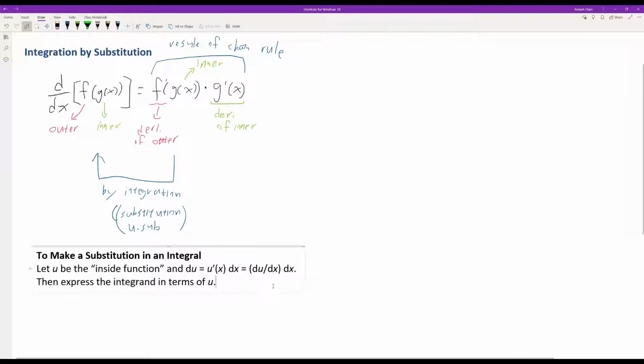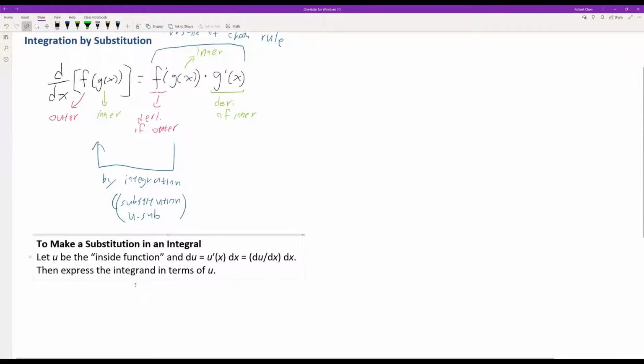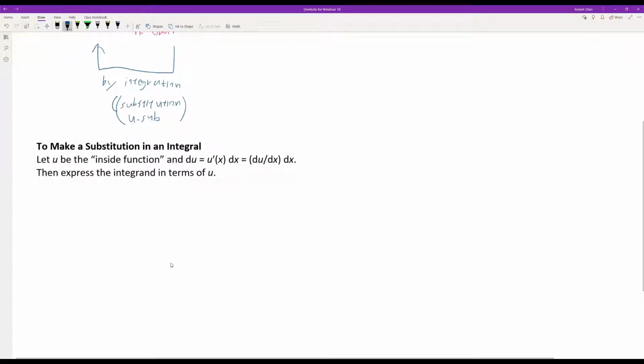For those of you who are not familiar with the terminology, the integrand is the expression or the function that is within an integral. So, for example, if I have the integral of f of x dx, the integrand will be this term right here. That function will be the integrand. All right, let's take a look at one example together.